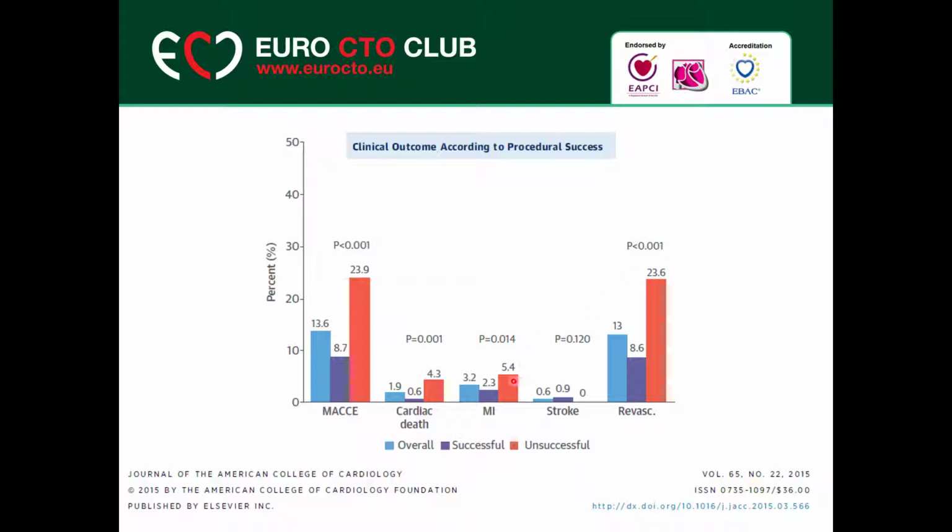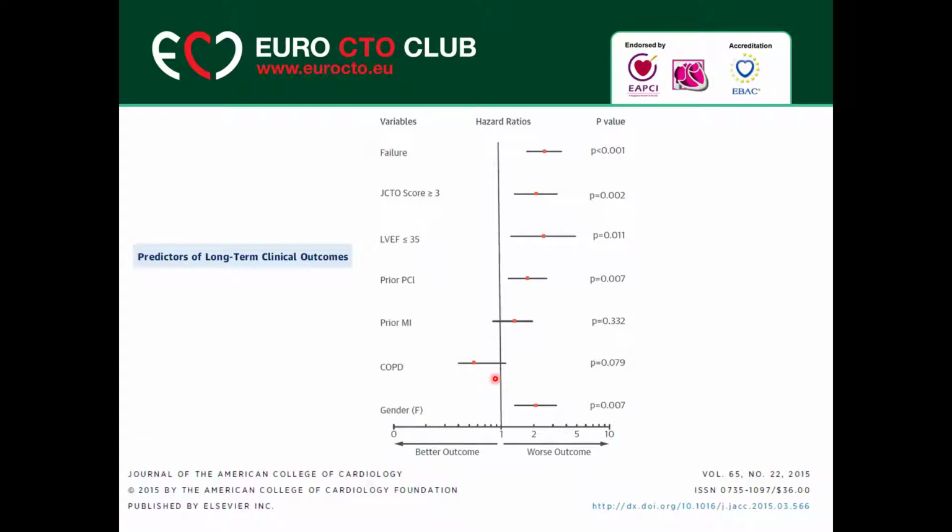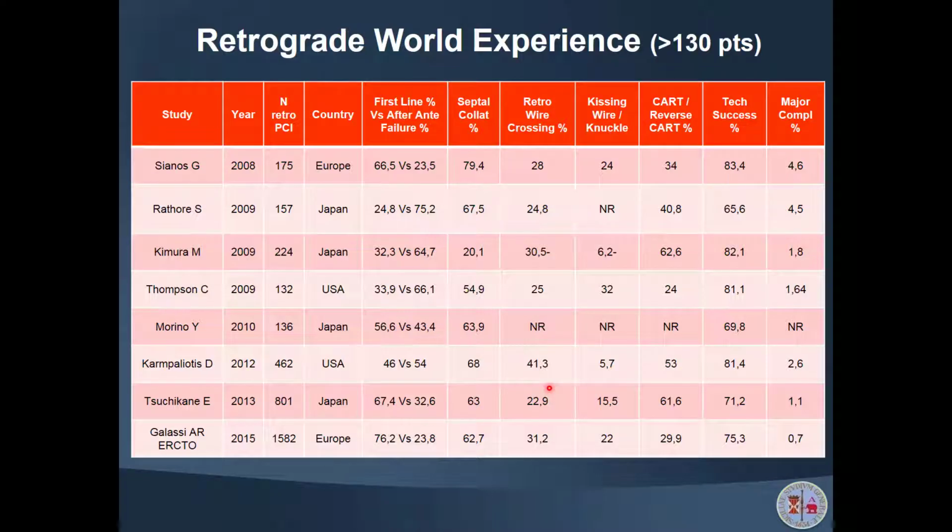And of course, these are all in this major table, which summarizes all retrograde work experience with more than 130 patients. And as you can see here, our study, which is the one in Europe, is the biggest one published up to 2015 with 1,600 cases, with a percentage of success of 76%, and also interestingly the major percentage of collaterals, which are of course still up to 2015 septal collaterals with different techniques, wire crossing, knuckle, reverse CART, technical success 75%.